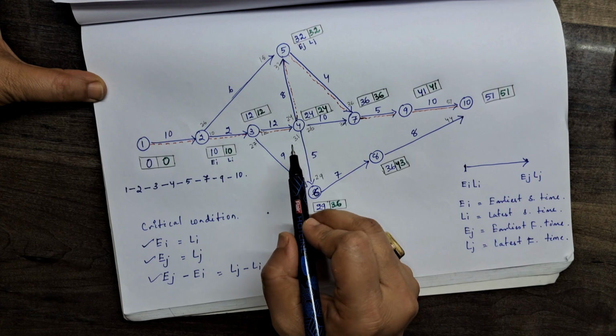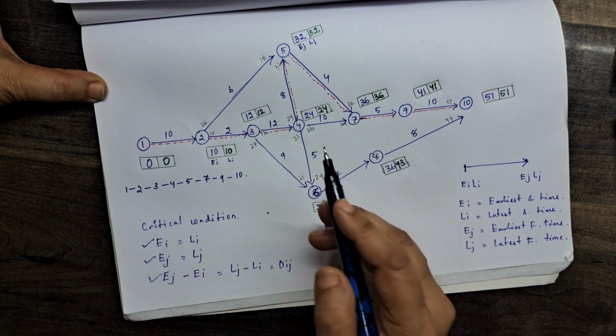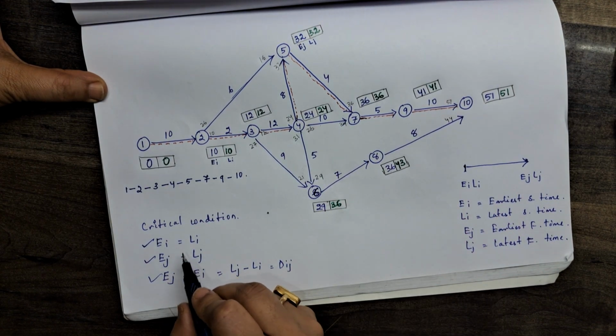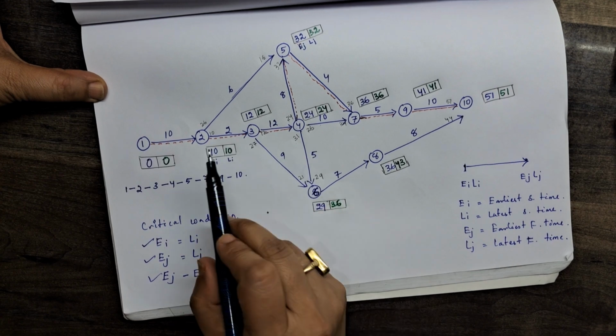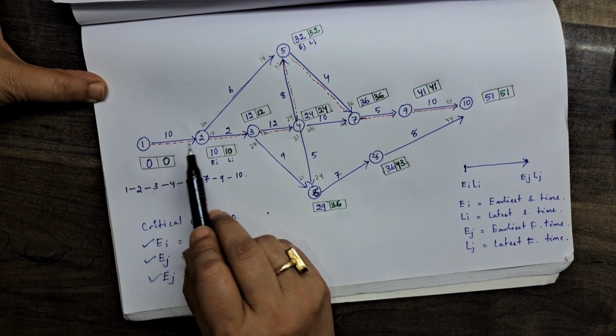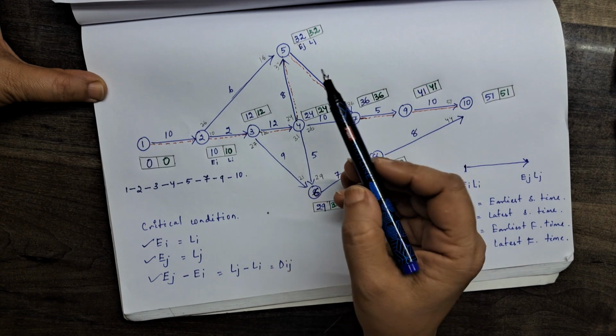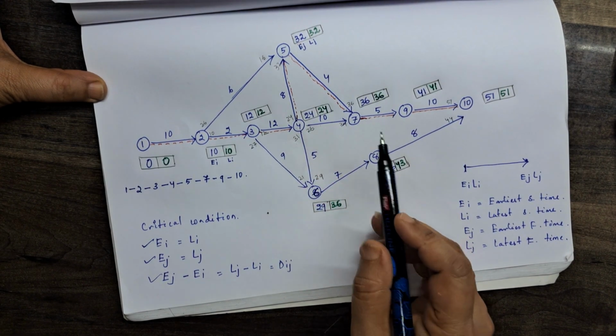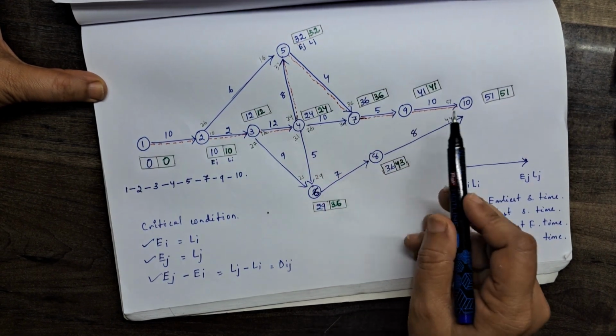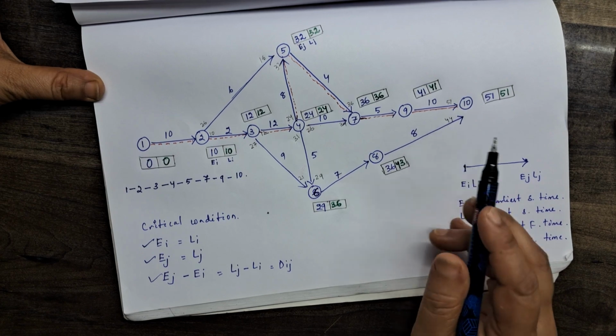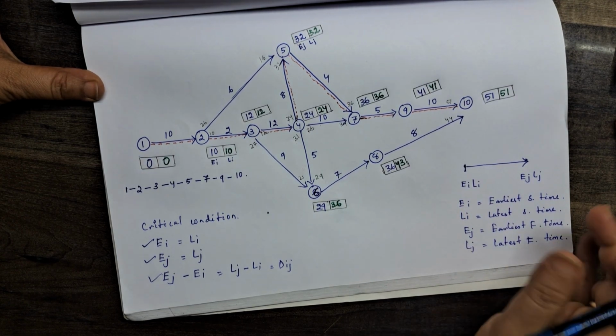So, in all these cases, we can see these three conditions are satisfied. That's why we are choosing 1, 2, 3, 4, 5, 7, 9, 10 as the critical path.